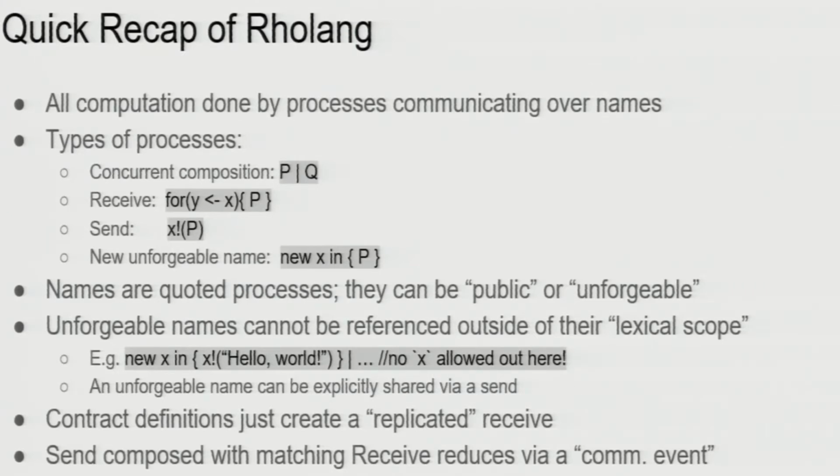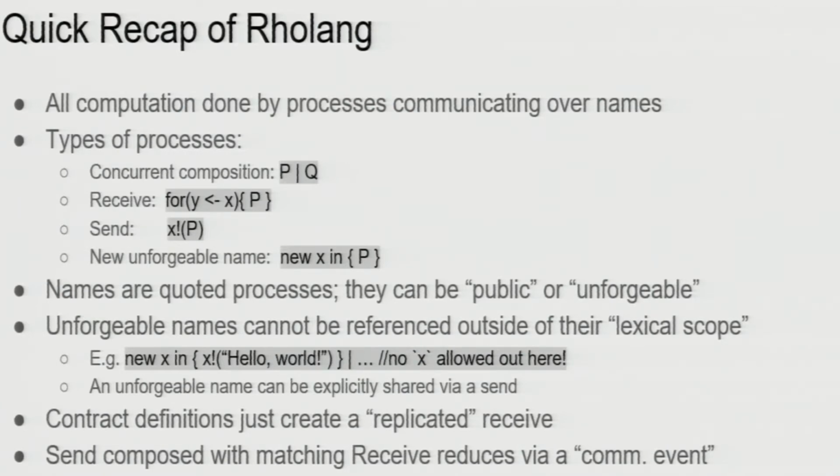So in Rholang, all computation is done by passing processes over names, or channels, depending on the nomenclature you want to use. I've given a brief list of what the processes in Rholang look like. This is not an exhaustive list. It's just to get us through what we need. So there's concurrent composition, P par Q. These are two processes that are in principle running at the same time.